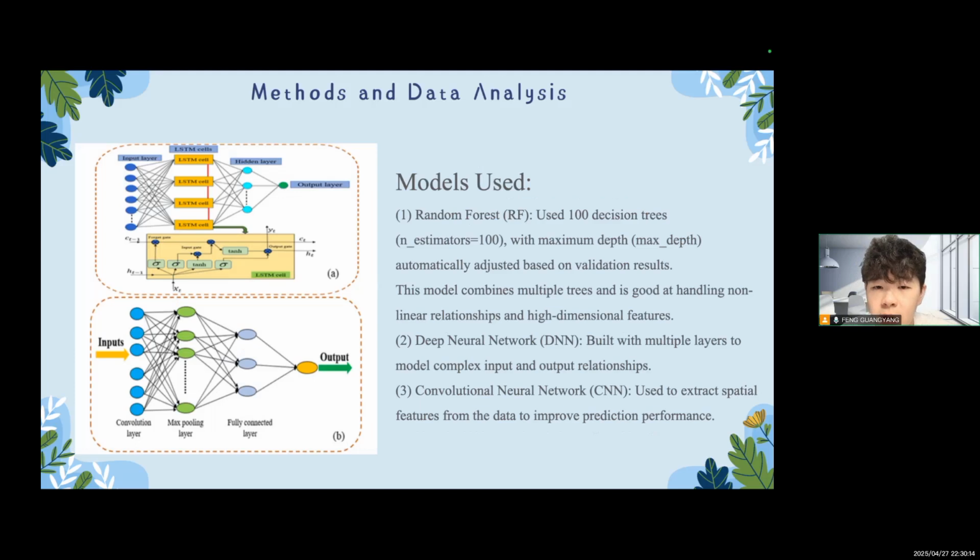These are the models used, which is very important. First is random forest. It used 100 decision trees, with maximum depth automatically adjusted based on validation results. This model combines multiple trees and is good at handling nonlinear relationships and higher-dimensional features. And the second is deep neural network, and the last is convolutional neural network.